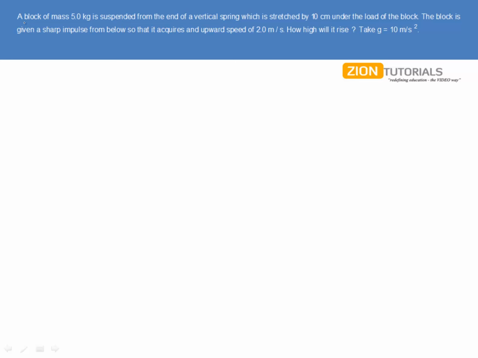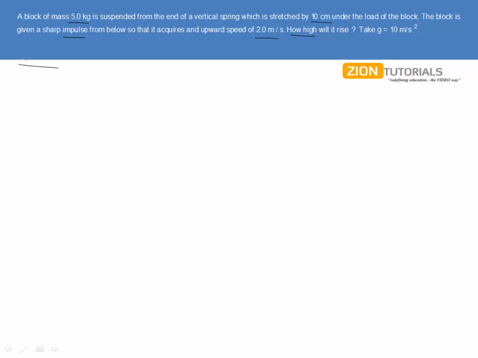As the question says, a block of mass 5 kg is suspended from the end of a vertical spring which is stretched by 10 centimeters under the load of the block. The block is given a sharp impulse from below so that it acquires an upward speed of 2 meters per second. How high will it rise?